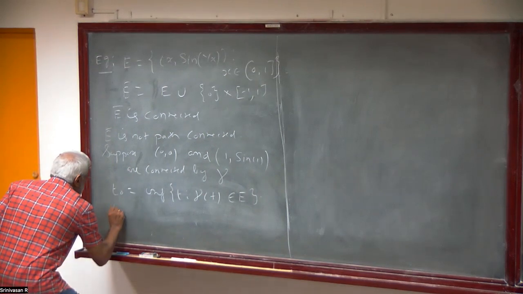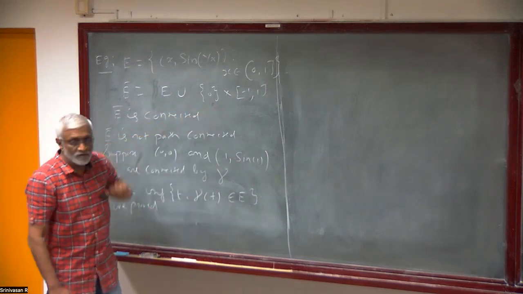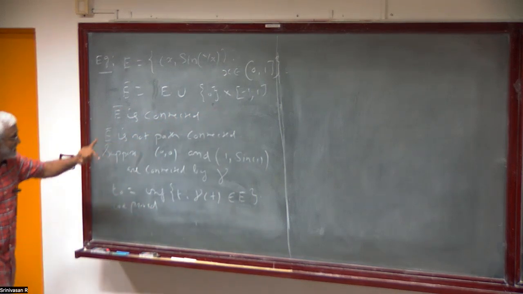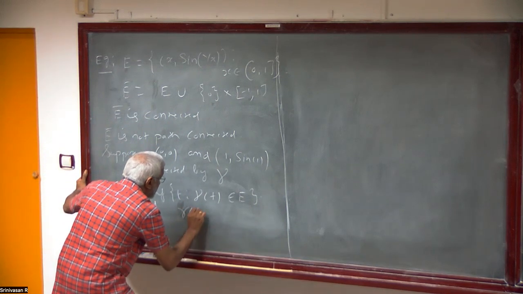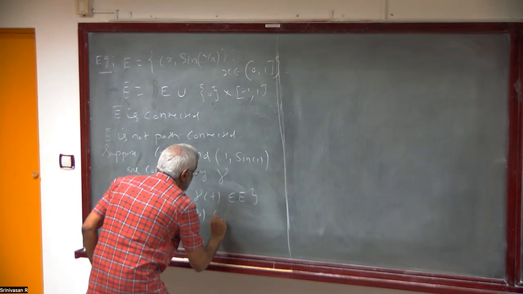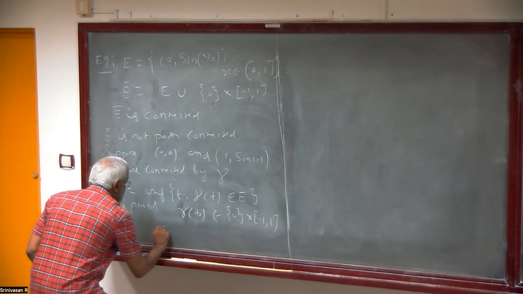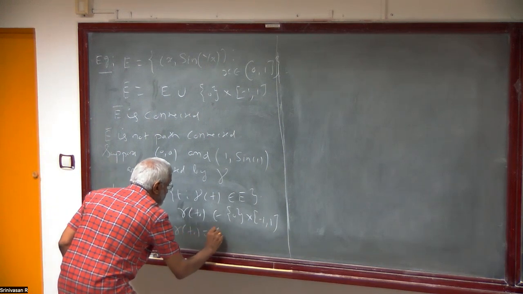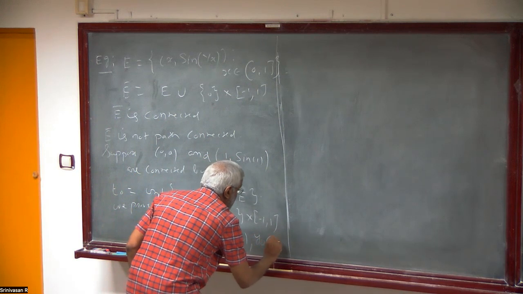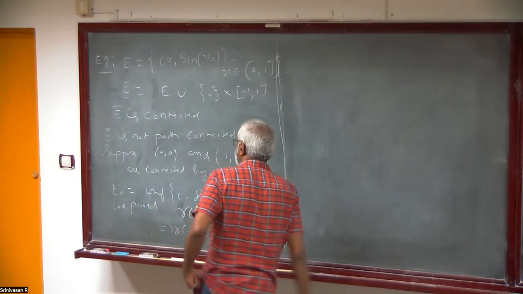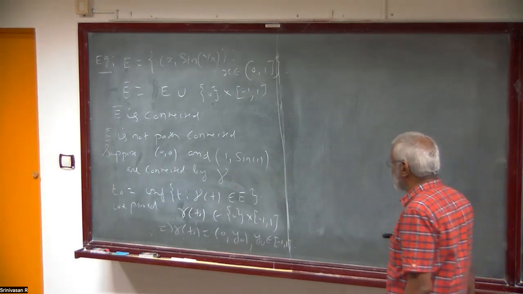Then we proved that because this set is closed, gamma of T naught will be in this set, cross minus 1, 1. This we proved. So this implies gamma of T naught is equal to some 0, y naught, for some y naught in this interval minus 1, 1. Okay. So we want to get a contradiction.